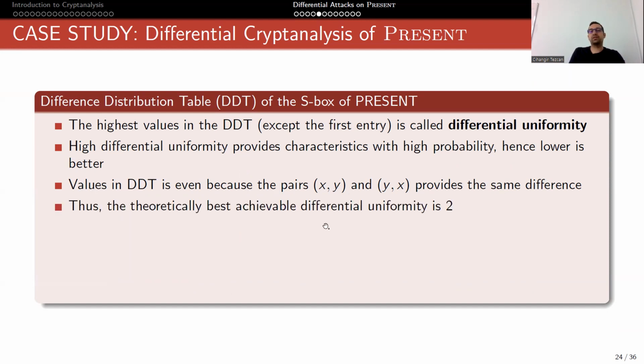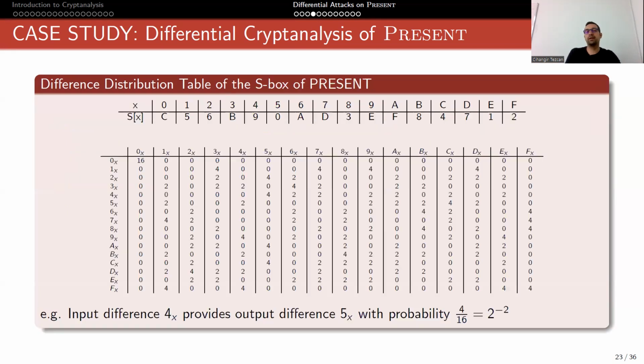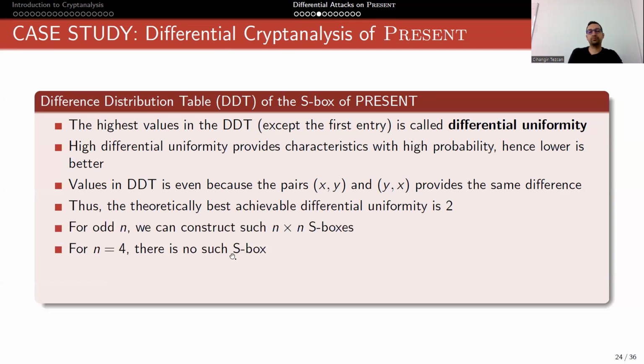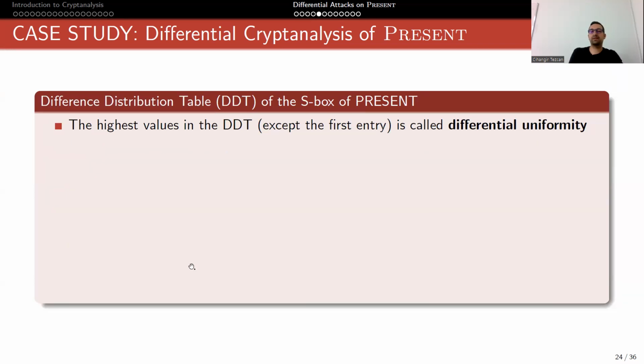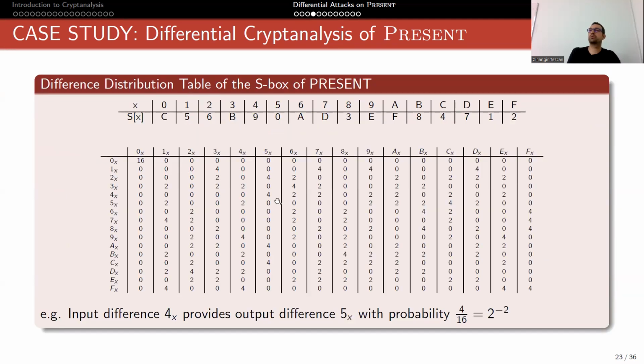Thus, the theoretically best achievable differential uniformity is 2, right? Because the table can be filled with zeros and twos in the best case scenario. Otherwise, you will have some even values which are larger than 2. So for odd n, we can construct such n by n S-boxes with differential uniformity 2. So you have a 5 by 5 S-box where this table is filled with zeros and twos and nothing else. But for n equal to 4, which is even, there is no such S-box. This is why PRESENT doesn't have an S-box which is 2-uniform, because there isn't such an S-box for the case of 4.